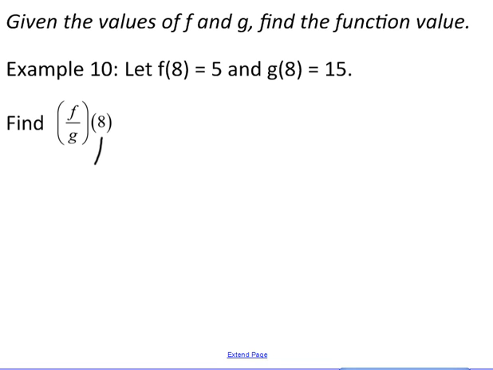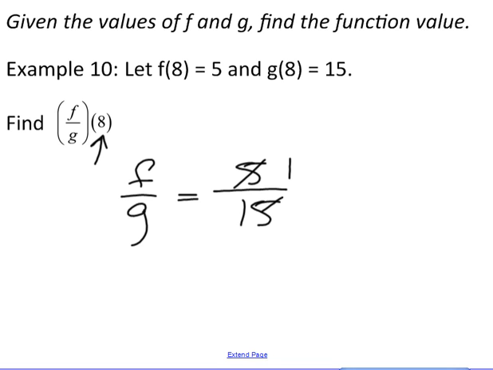Similar example, only this time we have f divided by g. So f divided by g, we take our f of 8, which is 5, and our g of 8, which is 15. You do notice that 15 does not go into 5 evenly, but it does reduce. I do want you to reduce all your fractions. 5 goes into 5 once, 5 goes into 15 3 times, so your answer is 1/3.